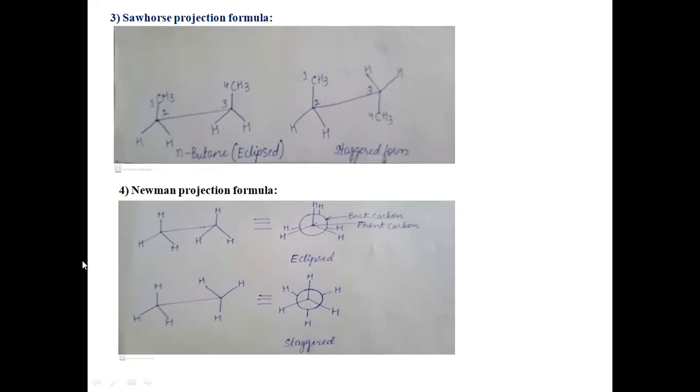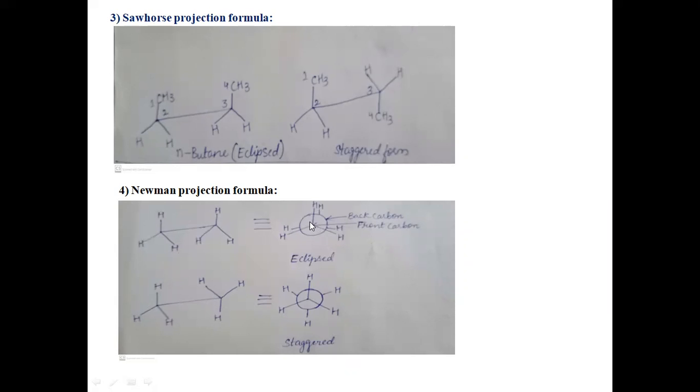Here the molecule is observed along the axis, that is the carbon-carbon bond. Also in the Sawhorse projection formula, we observe the molecule along the carbon-carbon bond. In a similar way, in the Newman projection also, we observe the molecule along the axis, that is the C single bond C. Here this is the Newman projection formula.